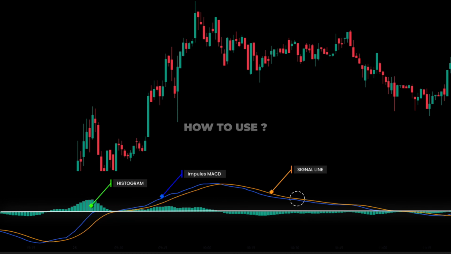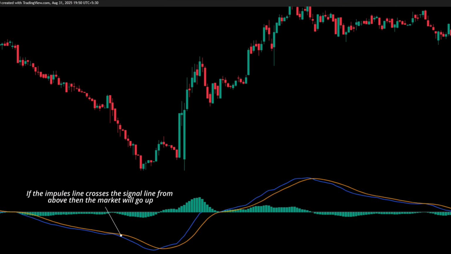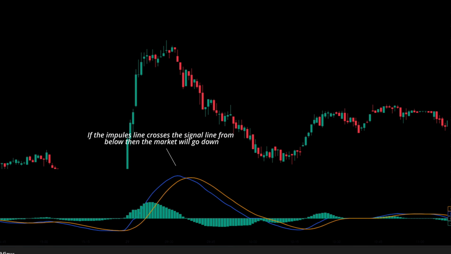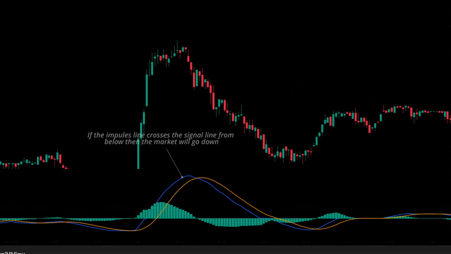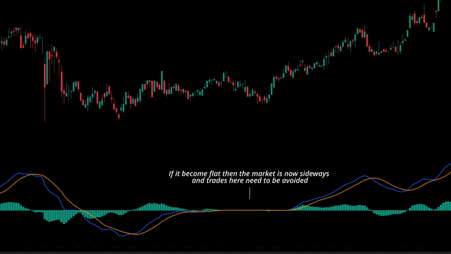Let's see the crossover between the MACD line and the signal line. If the MACD line crosses the signal line from above, then it is telling that the market is currently on an uptrend and can go up. And if the MACD line crosses the signal line from below, then it is trying to tell that the market is currently on a downtrend and can go down. And if both these lines become flat, then this indicator tries to tell that the market has gone sideways right now. You should not take the trade right now.